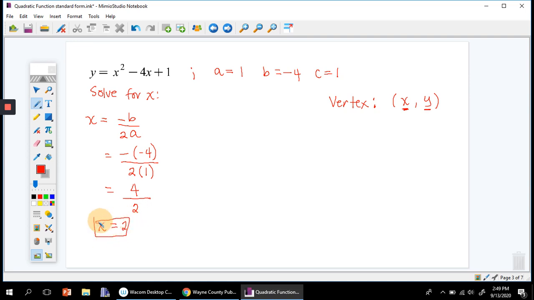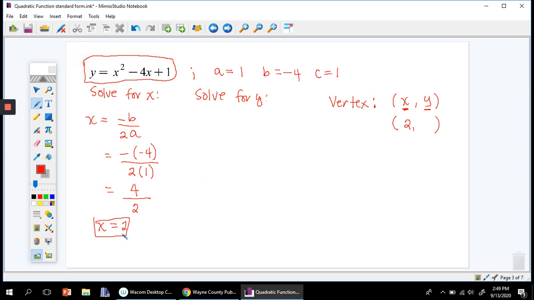So you already have your x coordinate. So therefore this is 2. So we already have the x coordinate here. We are now going to solve for the y coordinate. So how are we going to solve for the y coordinate? To solve for the y coordinate, okay, solve for y, we are going to use the function itself to solve for y.